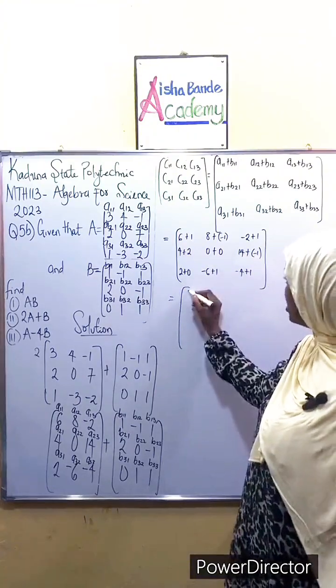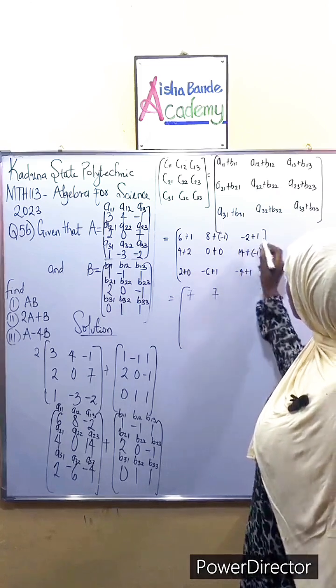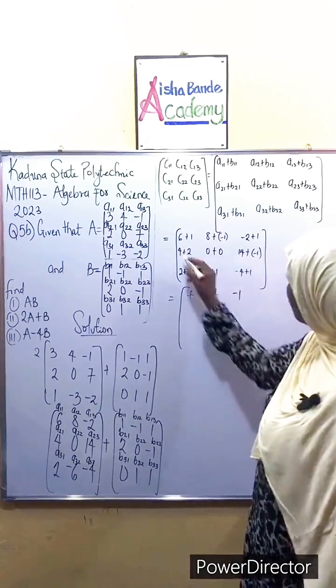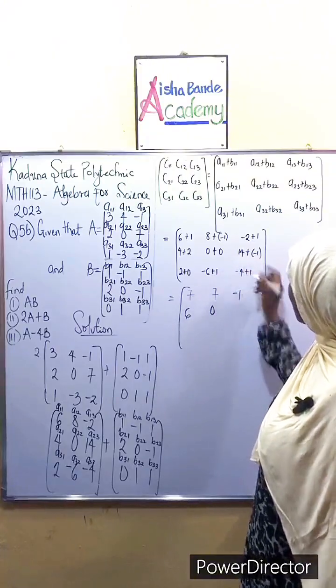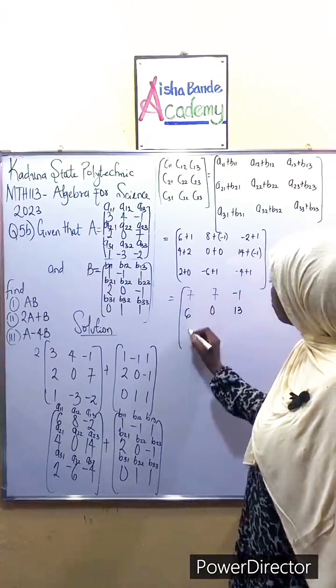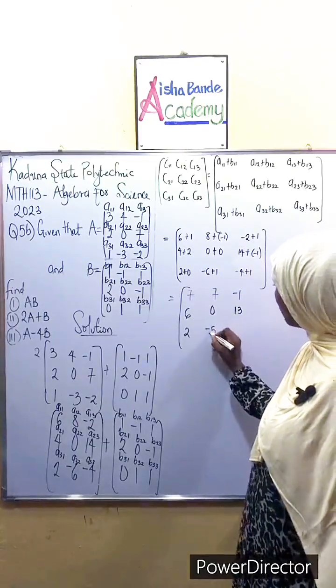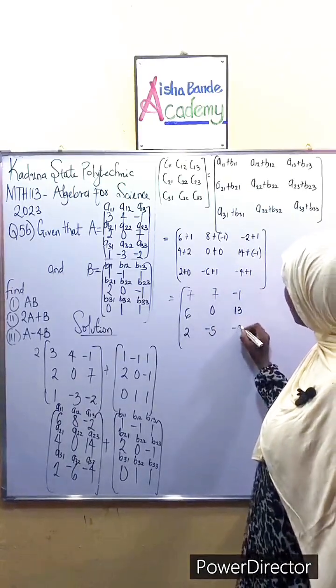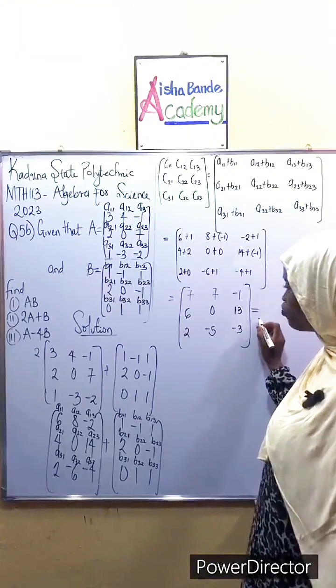So 6 plus 1 here is 7. 8 plus minus 1 here is 7. Minus 2 plus 1 is minus 1. Then 4 plus 2, 6. 0 plus 0, 0. 14 plus minus 1 gives us 13. 2 plus 0, 2. Minus 6 plus 1, minus 5. Then minus 4 plus 1, minus 3. This is our final answer, and this is our new matrix C.